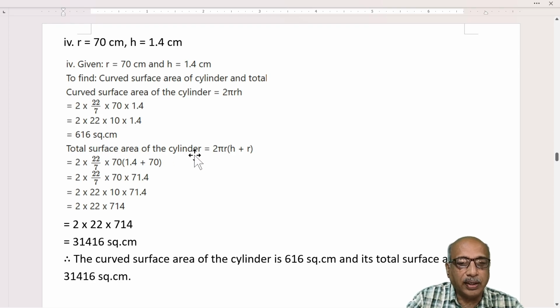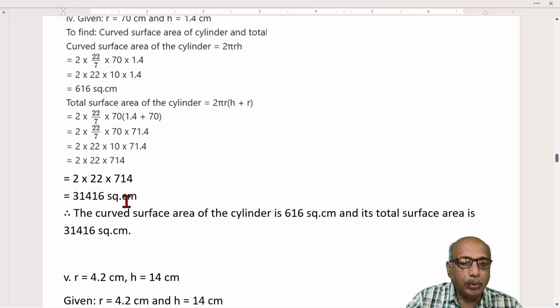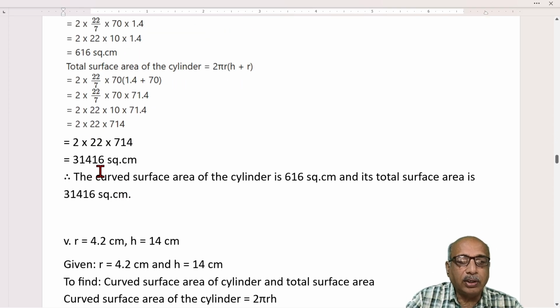Total surface area of the cylinder, the formula is 2 pi r in bracket h plus r. Substitute the values and calculate, you will get 31,416 square centimeter. Therefore, the curved surface area of the cylinder is 616 square centimeter and its total surface area is 31,416 square centimeter.